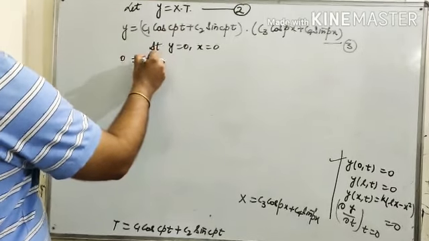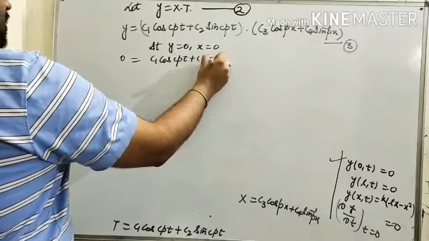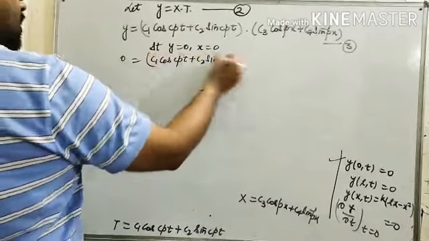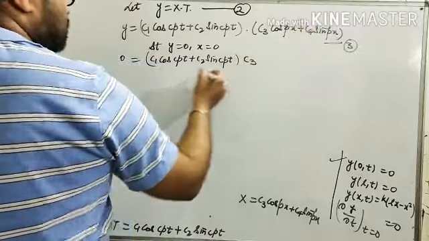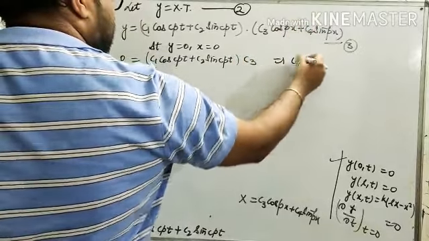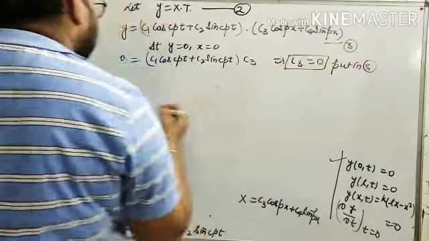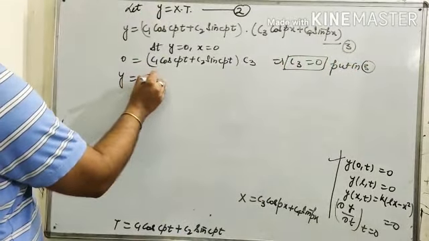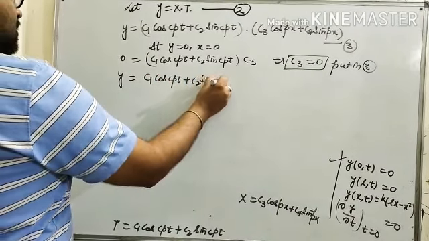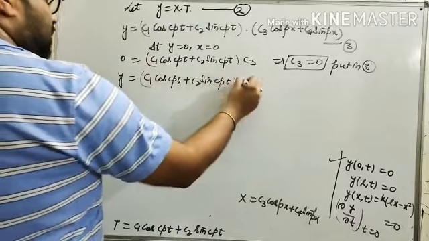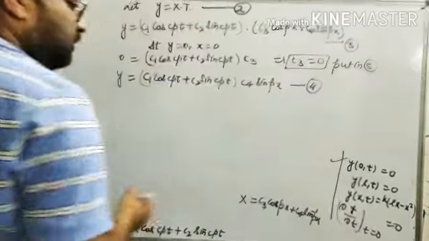So 0 is equal to (C1 cos cpt + C2 sin cpt) into C3, because cos 0 is 1 and sin 0 is 0. So from here we get directly C3 equals 0. Putting this in equation number 3, we get y equals (C1 cos cpt + C2 sin cpt) into C4 sin px. This is equation number 4.